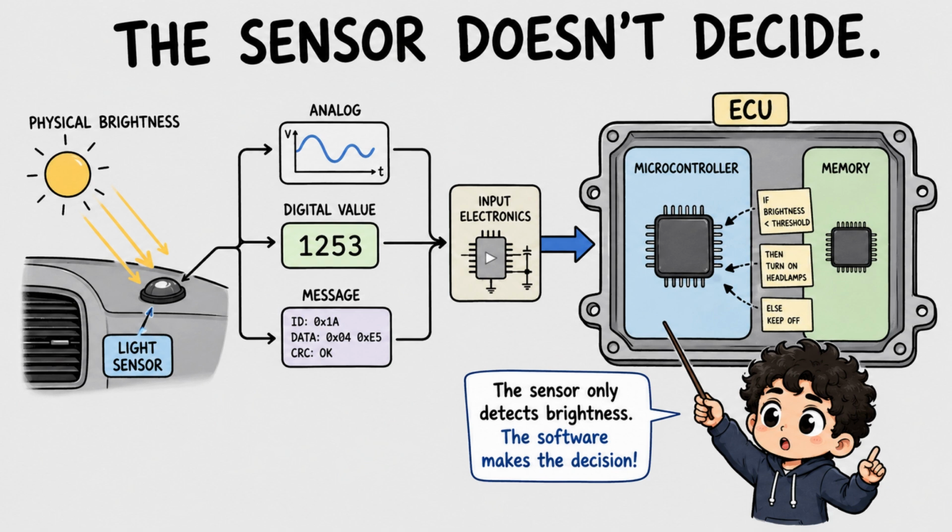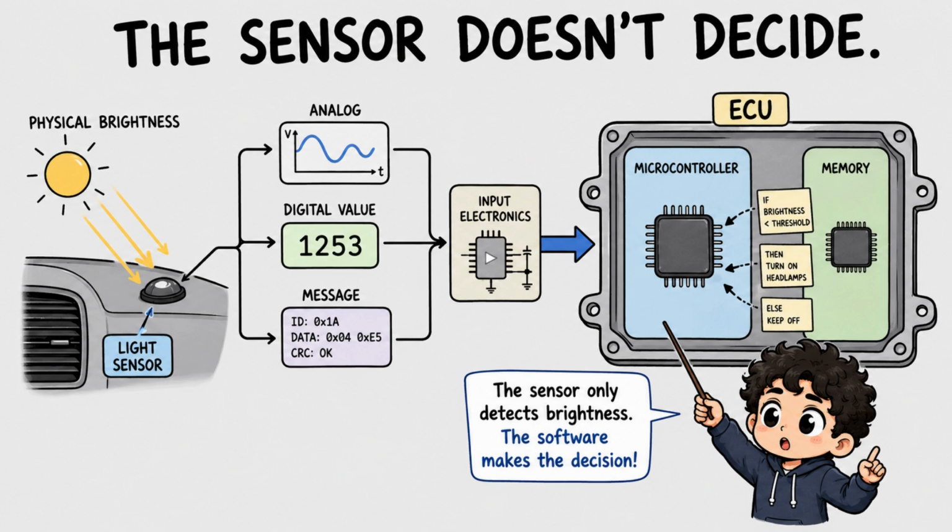A light sensor measures the brightness outside the vehicle. The sensor does not decide whether the headlamps should switch on. It only detects a physical condition and produces information that electronics can read. Depending on the sensor design, that information may be an analog voltage, a digital value, or a message sent through a communication interface. The information reaches an electronic control unit, or ECU. For now, treat an ECU as a specialized embedded computer inside the vehicle. We will examine its hardware in the next lesson.